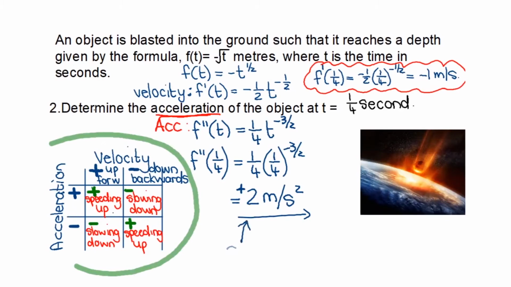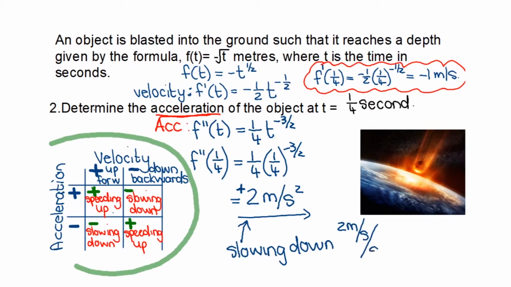Then I get to this place here where it says the object is slowing down. So what's happening here is the object is actually slowing down. How is this object slowing down? It's slowing down by 2 meters per second every second.